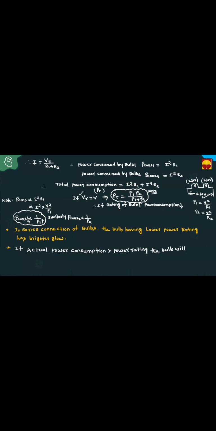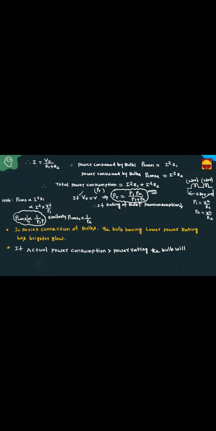So the concept is very simple. You can try this one; I'm leaving it for you. I square into R1 plus I square into R2: substitute the I formula here and replace VR with V, and write V square by R1 equal to P1 and V square by R2 equal to P2. Then what is the total power consumption in a series connection? It is not the sum of the two power ratings. It is P1 P2 by P1 plus P2. This is in series connection.